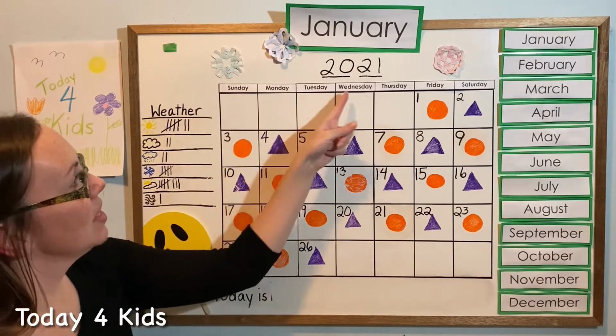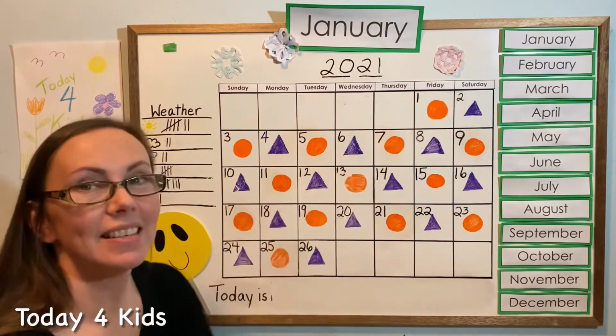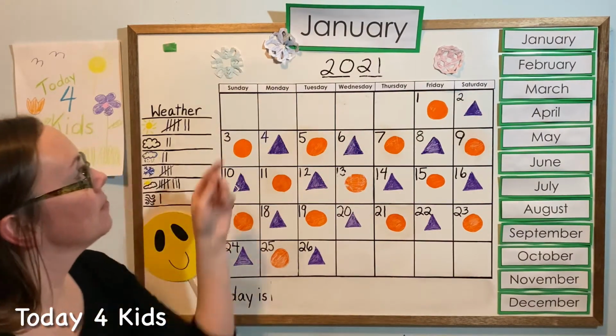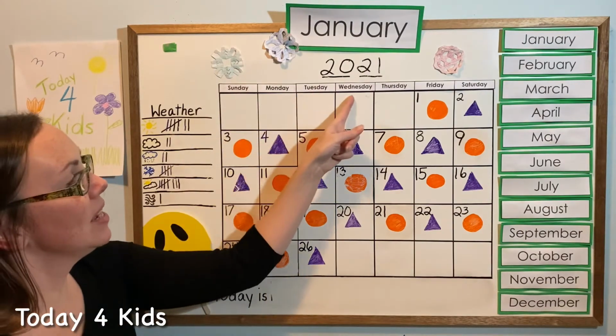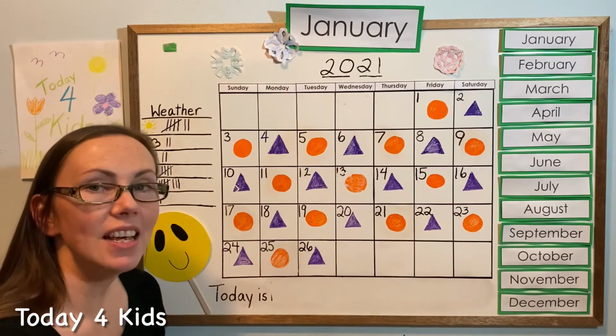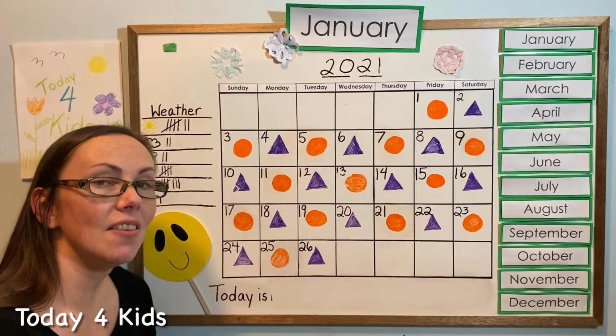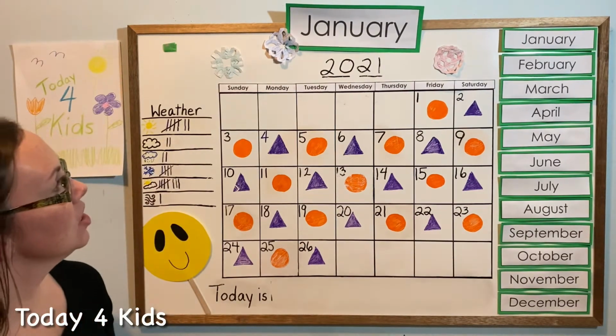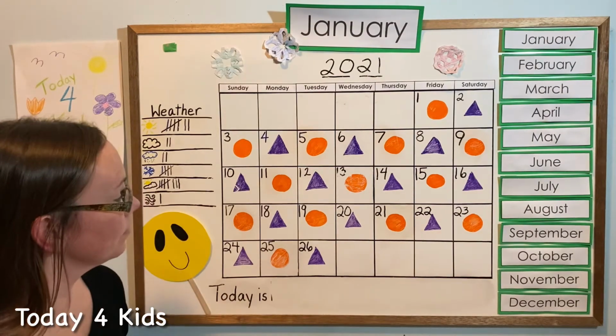1, 2, 3, 4, 5, 6, 7. That's right. 7 days are in the week. Sunday, Monday, Tuesday, Wednesday, Thursday, Friday, Saturday. There are 7 days in the week. Good job with the counting.